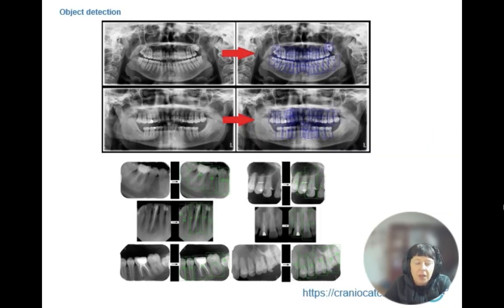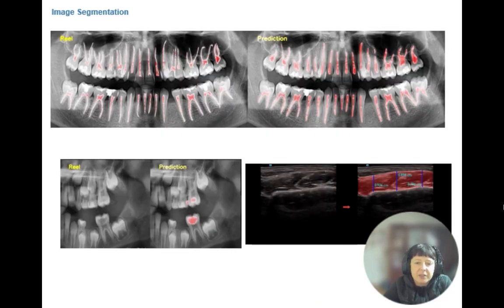So here's an example of object detection in panoramic radiography and intraoral detection of individual teeth. And image segmentation regarding, for example, pulp chambers and root canals, prediction of caries, and segmentation of, for example, the masseter muscle, which means that not only images from radiography can serve as a basis for AI analysis, but also ultrasound images.